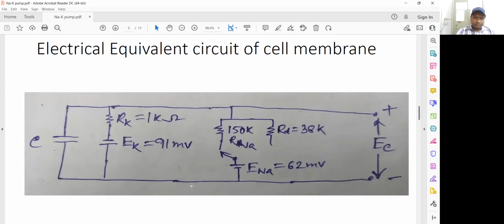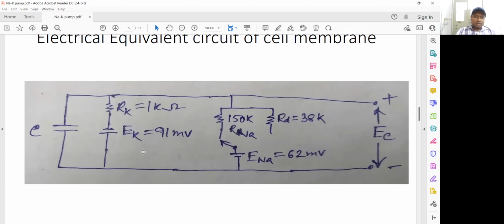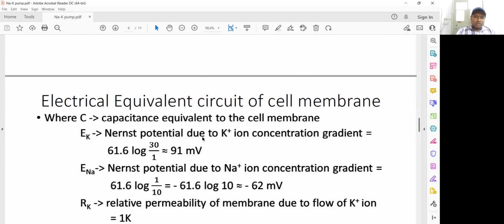EK is the Nernst potential due to the potassium ion concentration gradient, which was 30 times higher inside the cell. So that is why we have written 61.6 log 30 by 1, as it is 30 times higher than the outside. So it is approximately equal to 91 millivolt, right?